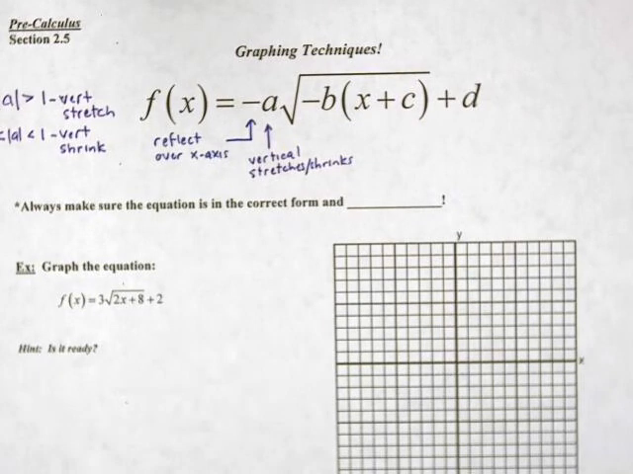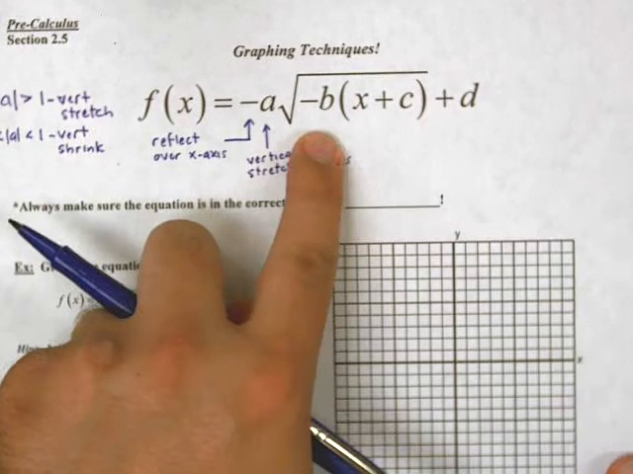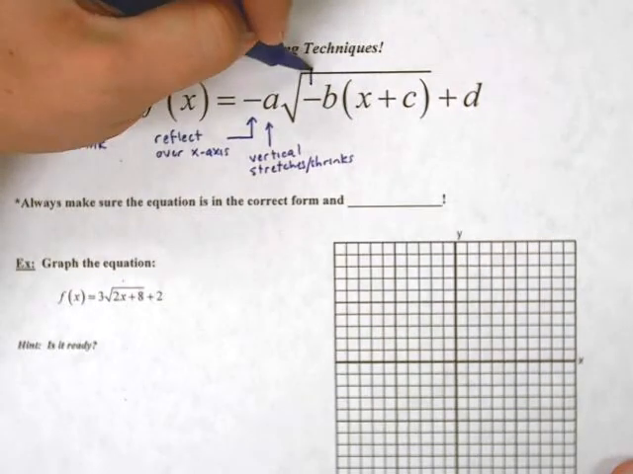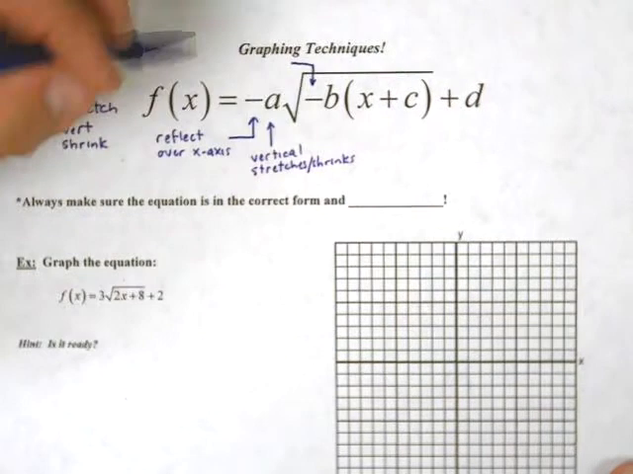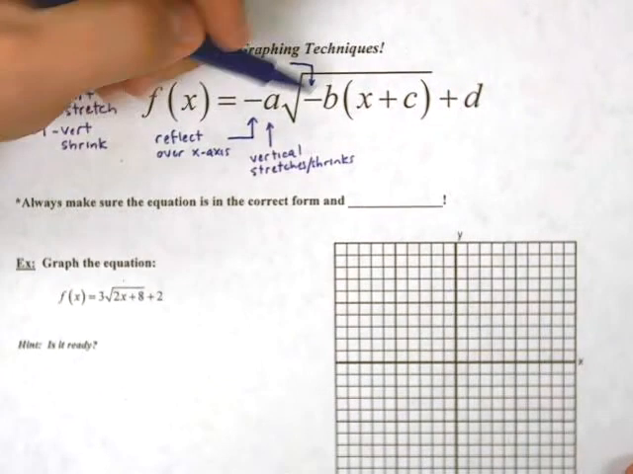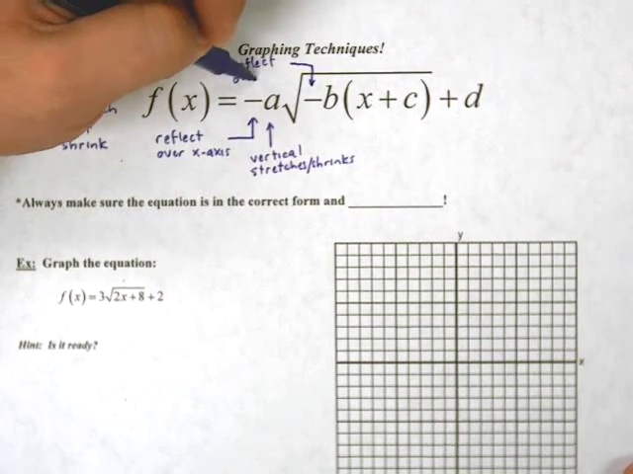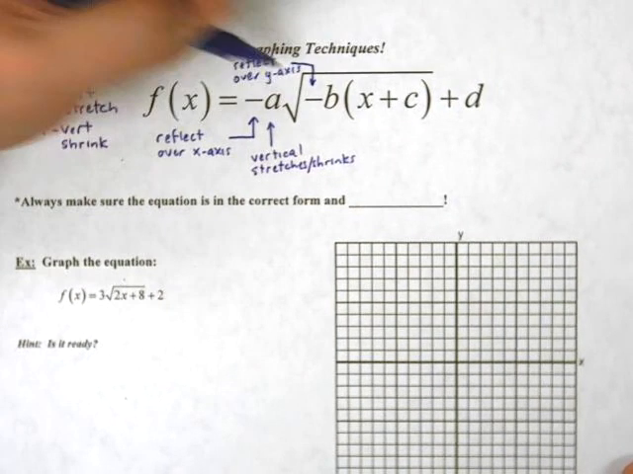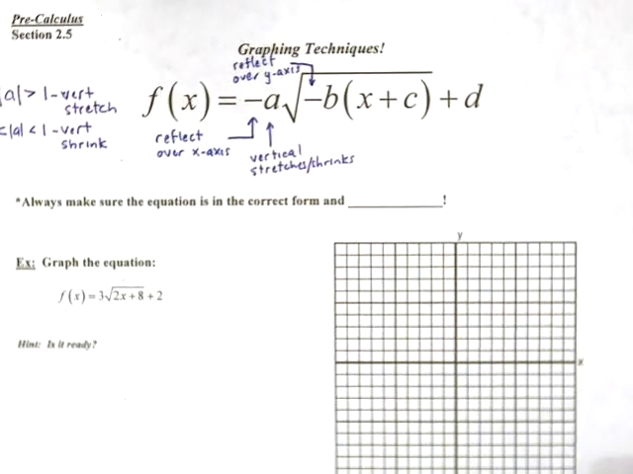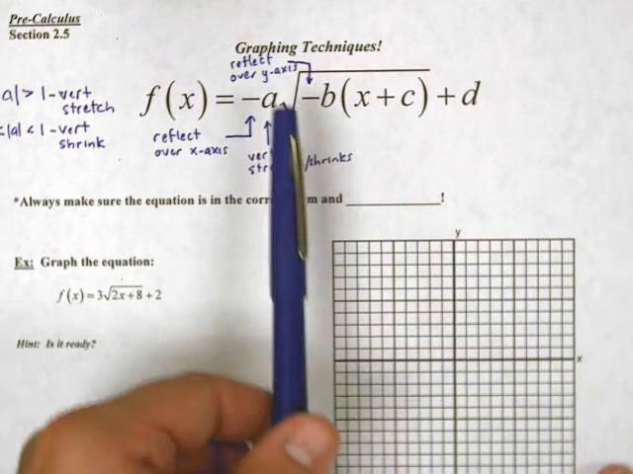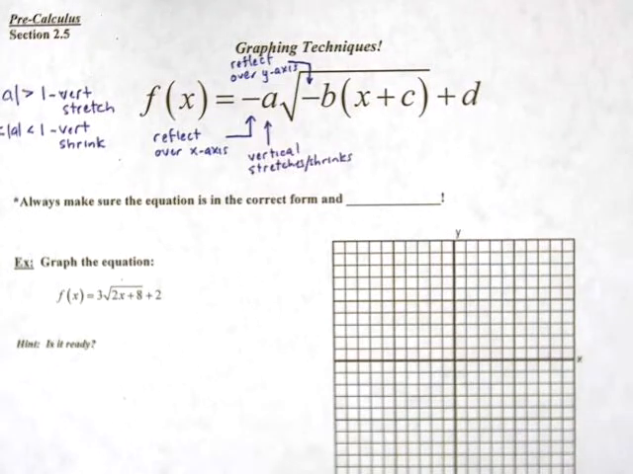What happens when we take a look at the next part of our function, this negative b? Well, if it's a negative, we know it's going to reflect over the y-axis. Alright, we remember this. How? Because it's inside the function, which means it changes the x values, and that's what reflecting over the y-axis would do. It would flip the x values from positive to negative.